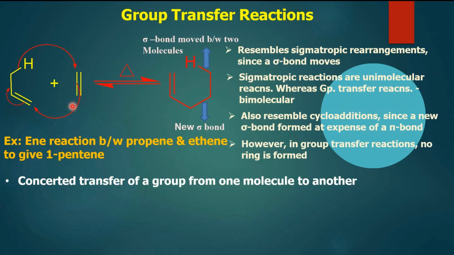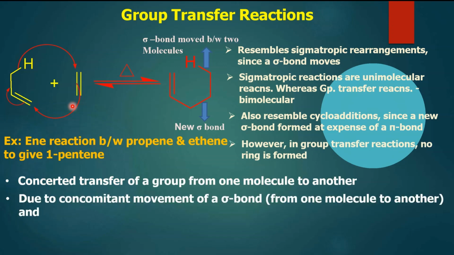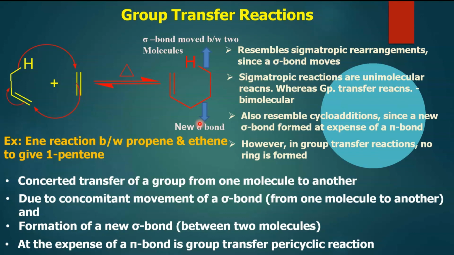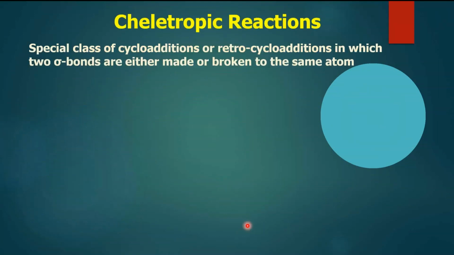Group transfer has occurred in a single concerted step, and a new sigma bond is formed at the expense of one pi bond, and this is another type of pericyclic reaction. It has the characteristics of both sigmatropic rearrangement and the electrocyclic reaction. Chelotropic reactions are another type of pericyclic reaction.